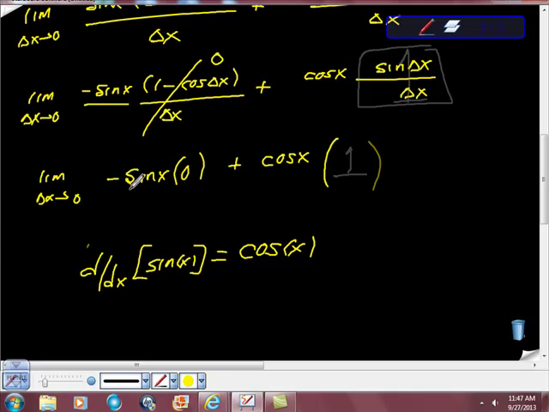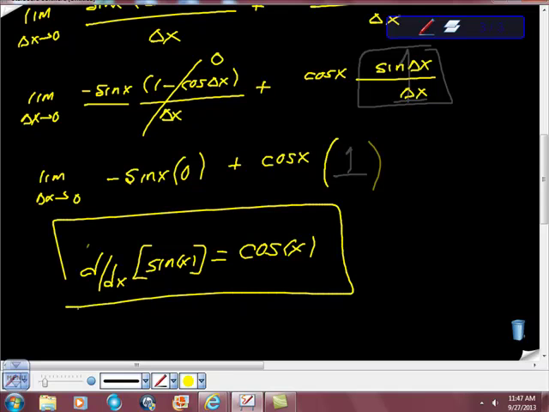Pretty clear, right? I don't care what negative sine of x is. It's times 0, and that's 0, plus cosine of x times 1, and cosine of x times 1 is cosine x. There's my proof.